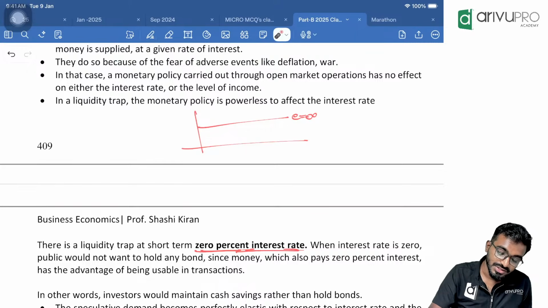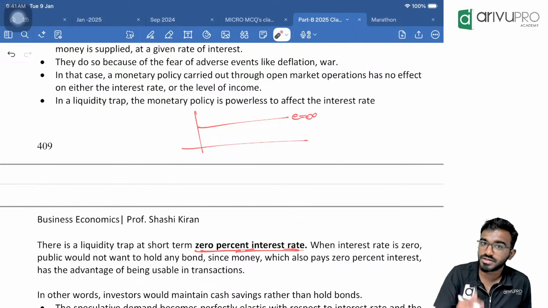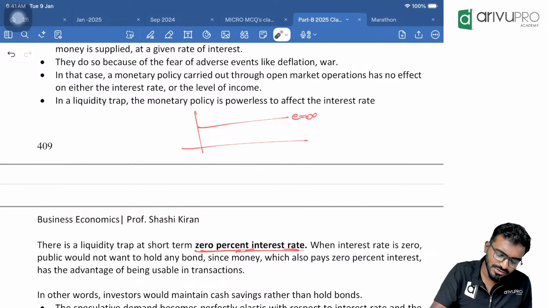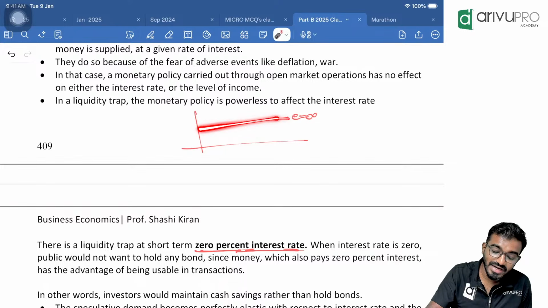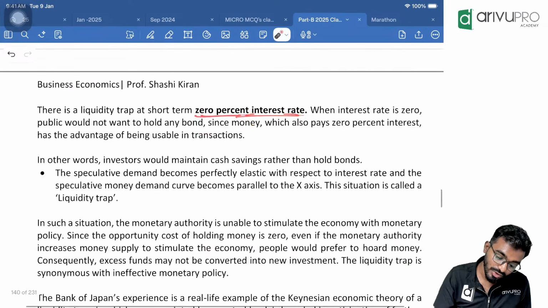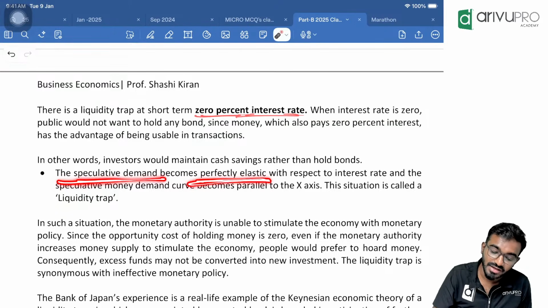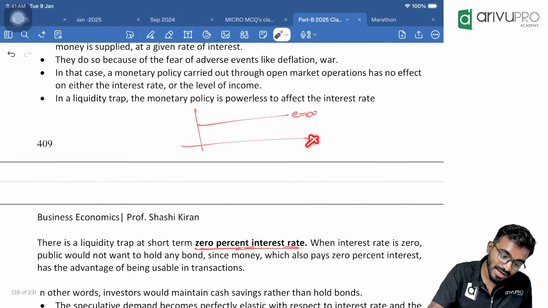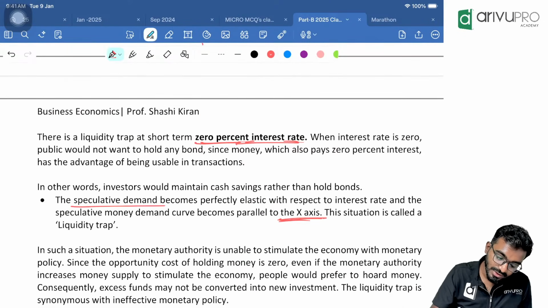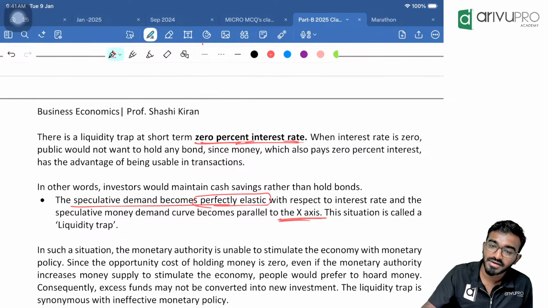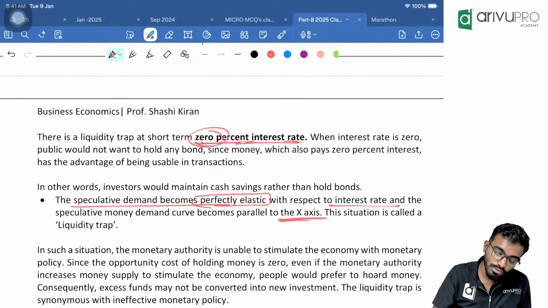The money which is pumped into the system for the purpose of boosting investments will not work now, because the interest rate is almost zero, like 0.5%. At that point of time, rather than investing money, you will keep it in hand only. So speculative demand will become perfectly elastic, the third purpose, speculative demand. It will become parallel to which axis? Parallel to the x-axis. Speculative demand for money will become perfectly elastic with respect to the interest rate, when the interest rate is almost zero. And this situation is what we call liquidity trap.